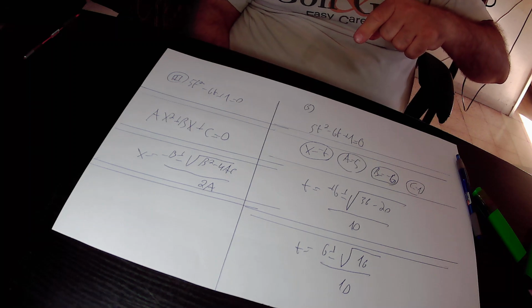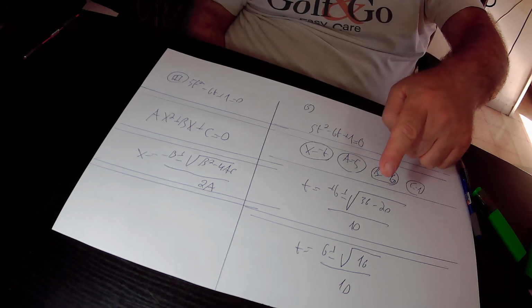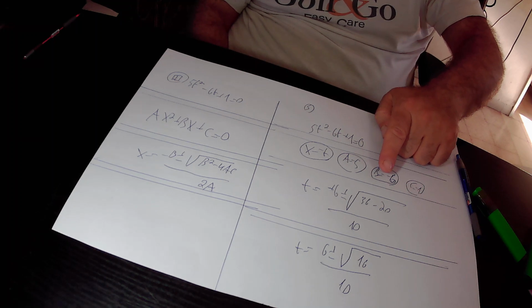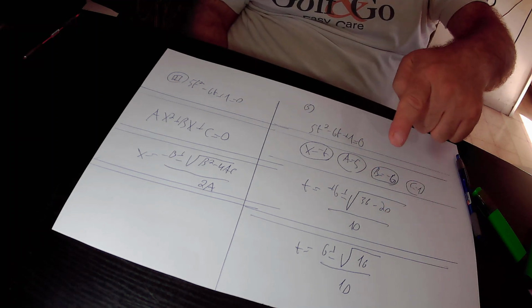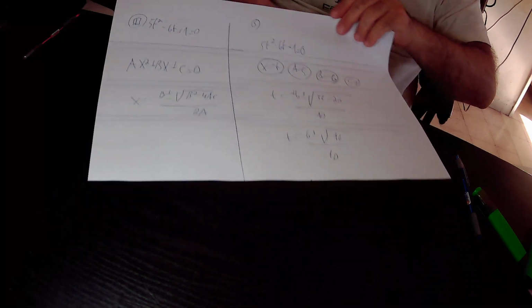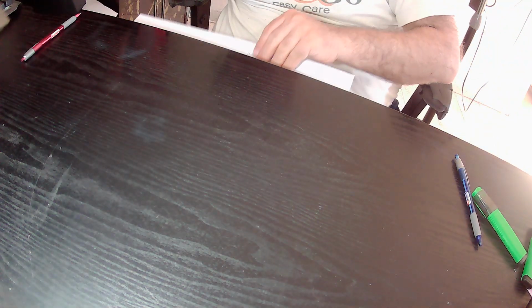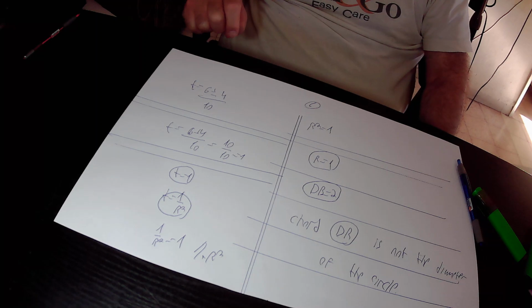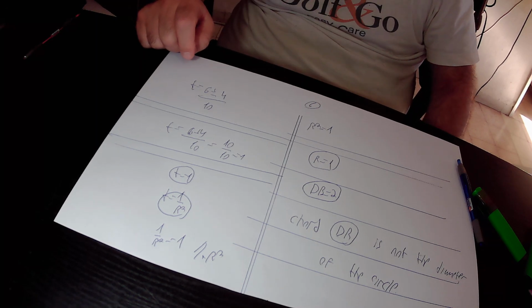So we should have found out that t equals 6 plus minus the square root of 36 minus 20, that is 16, divided by 10. The square root of 16 is 4. So in total we find that t equals 6 plus minus 4 over 10. So here we have two possible solutions for t.